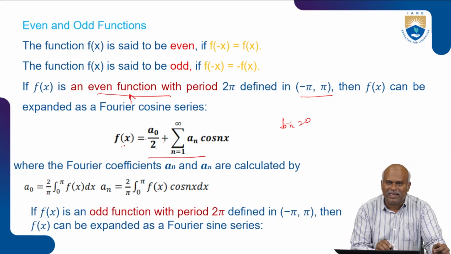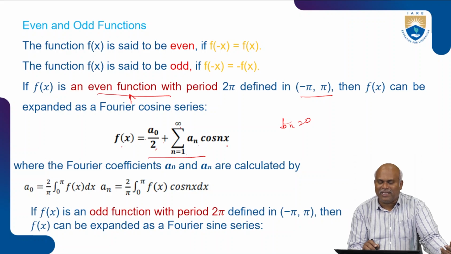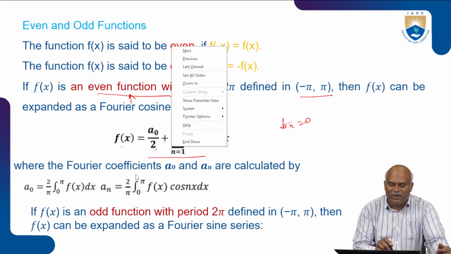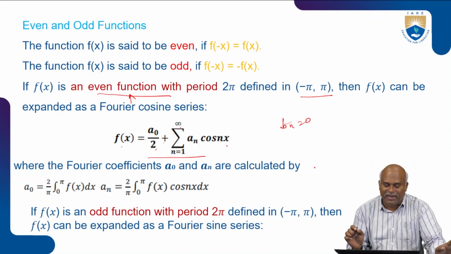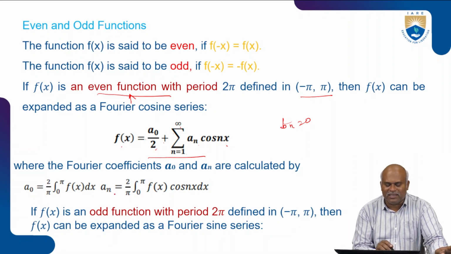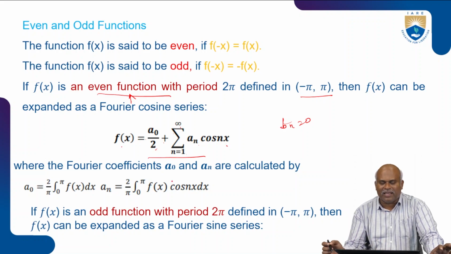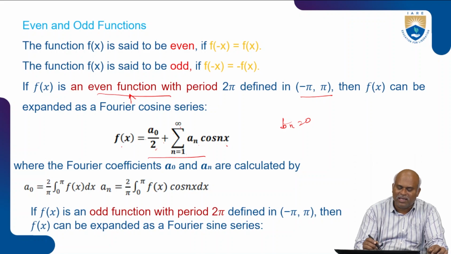So that's why I write f of x equal to a0 divided by 2 plus summation of n equal to minus infinity to plus infinity a n cos nx, where the Fourier series coefficients a of 0 as well as a of n are calculated. a of 0 equal to 2 by pi integration 0 to pi f of x dx. a of n equal to 2 by pi integration of 0 to pi f of x cos nx dx we write. Okay, this is the condition.